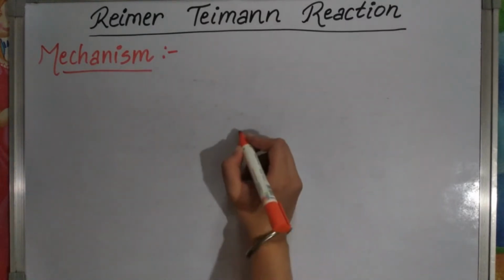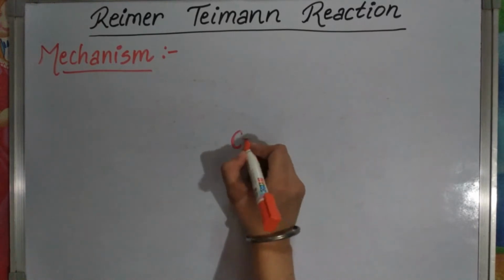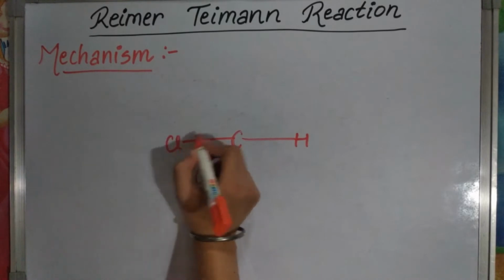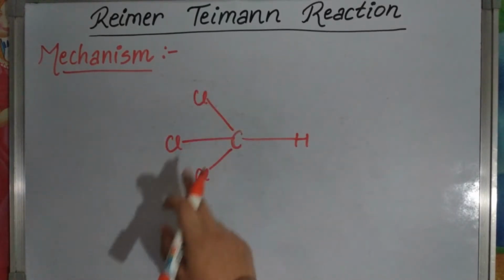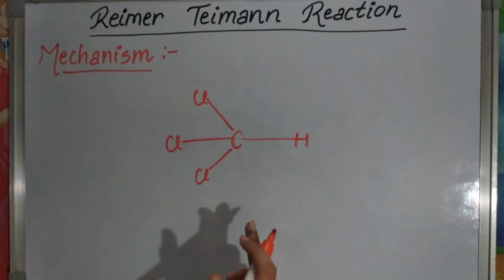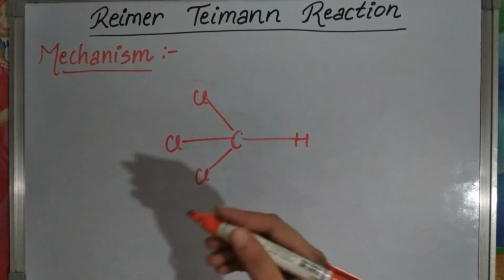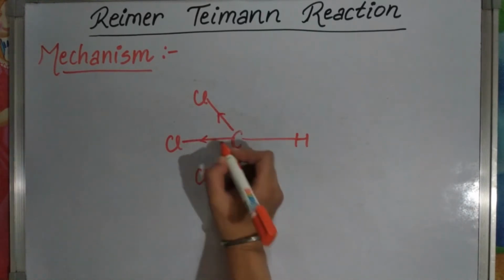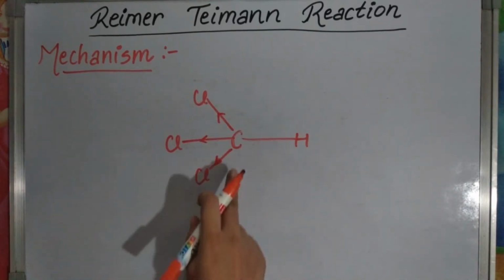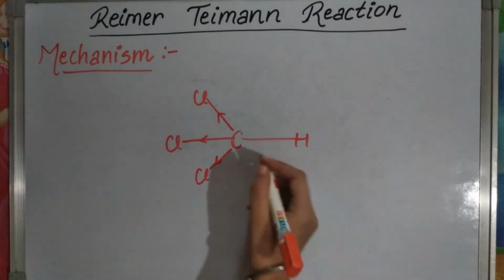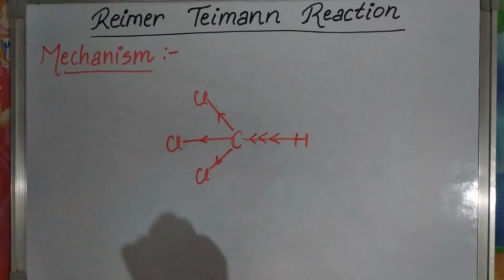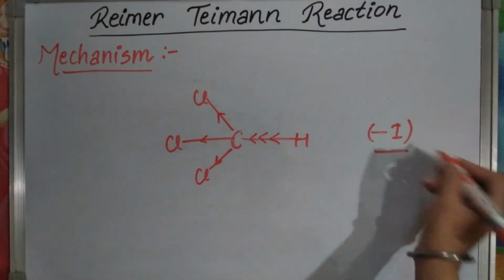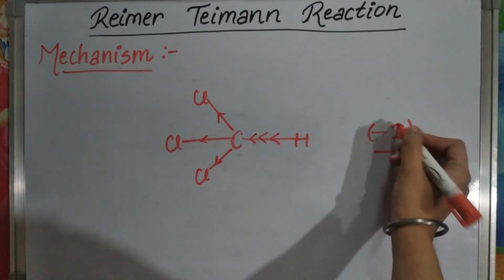Okay, let's draw a molecule of chloroform. That is CHCl3. This is chloroform, CHCl3. As we know, chlorine is an electron withdrawing group by inductive effect. So it will withdraw electrons from carbon, and hence carbon will withdraw electrons from hydrogen. This is called the minus I effect, that is, the negative inductive effect, right?